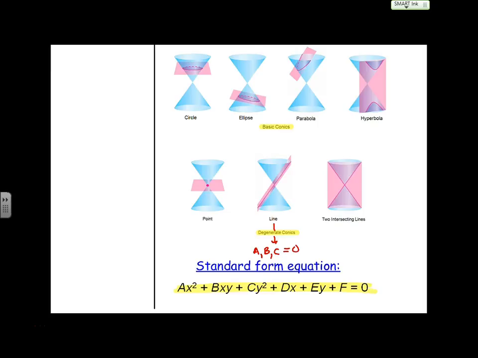Just to get an idea of what are we gonna find with this one? All the above shapes. But it depends on what A and B and C and D and E and F are. So this is like the fully simplified one, but this probably isn't the one that you guys have seen in the sense of for lines. Haven't you guys learned y equals mx plus b? Right? For points, haven't you learned something to the effect of x and y? For intersecting lines, well, two different lines.